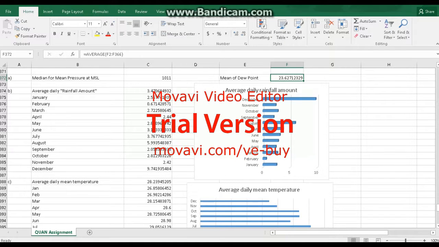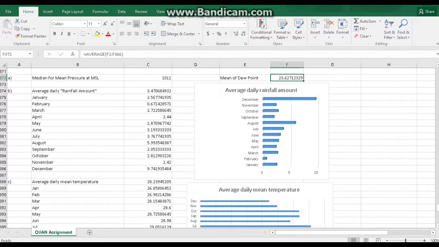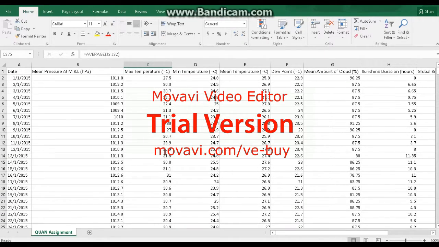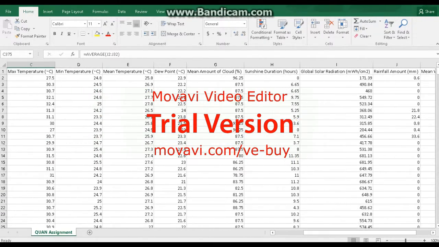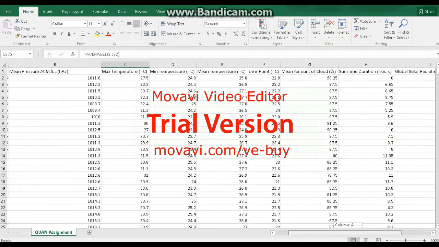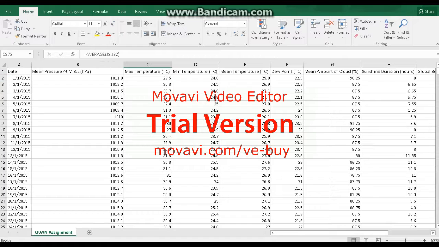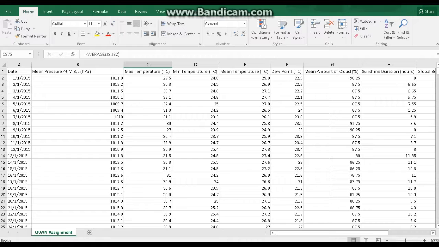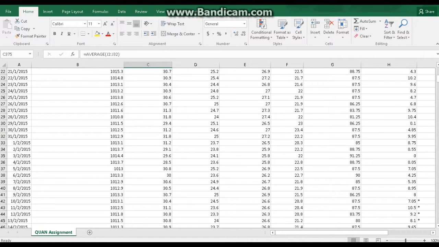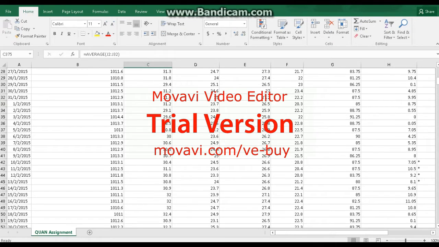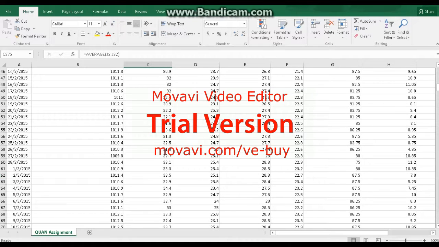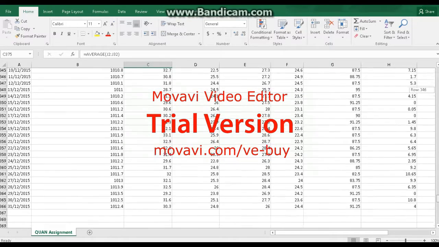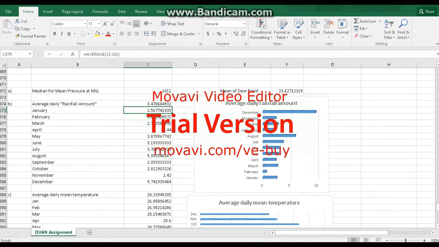After that, to find the average daily rainfall amount for each month, I had to use equals average, and I had to find the rainfall amount column, which was column J. Now that I know the column, I use the first number here and calculate. For example, January is from J2 to J32, and February is from J33 all the way down to J60. I did this for all the months.